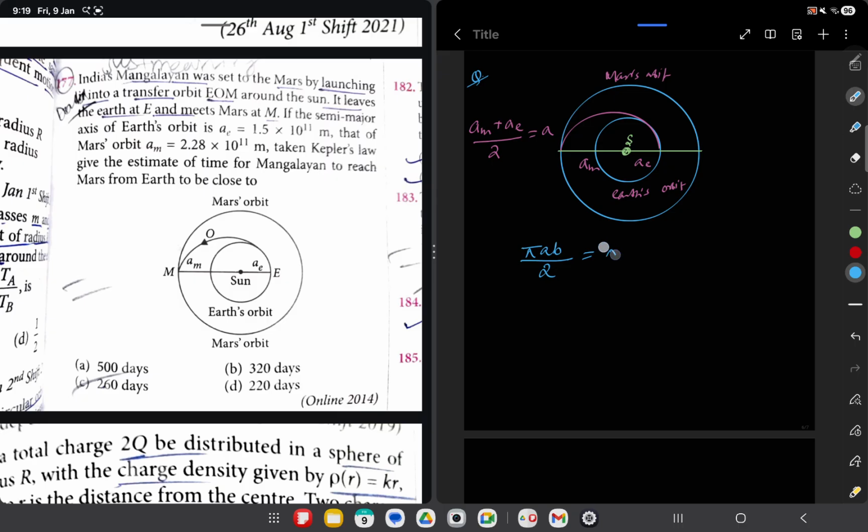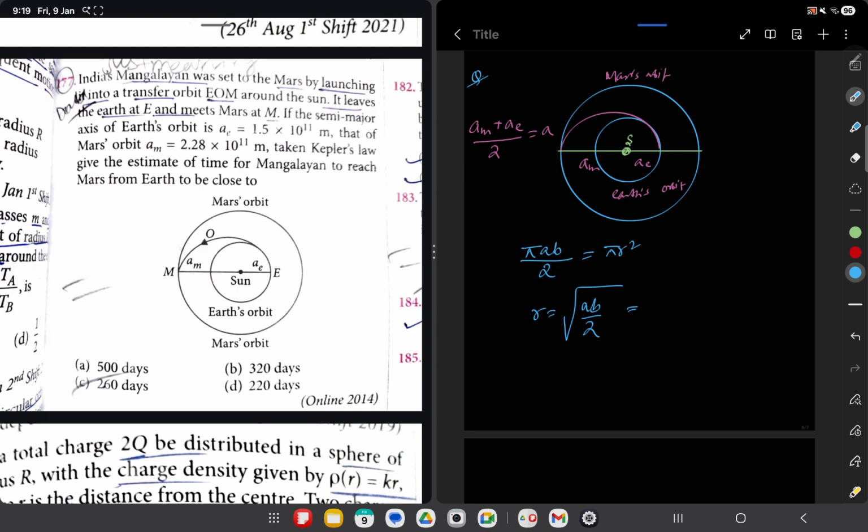you will be getting pi ab by 2 is equal to pi r square. Why I am doing so? Because you know that areal velocity is constant. So the area traversed by the satellite in time t is pi ab by 2. Let's assume this total area is equal to the area of a circle having radius r. So you may write r is equal to root over ab by 2, and a is given to you. A is AM plus AE by 2.